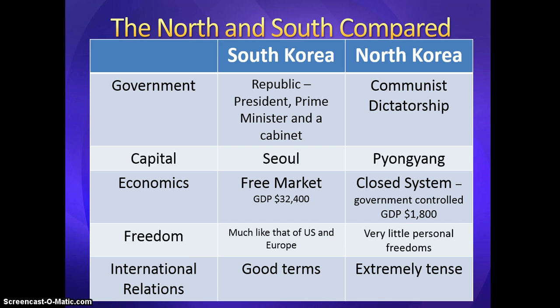We can call this form of government also a totalitarian dictatorship, in that North Korea controls every aspect of its citizens' lives. You will see this in the video that we will watch about North Korea. So for freedom, in the South, they have lots of personal freedoms, much like that of the US and Europe. Whereas North Korea, you will see that they will have very little personal freedoms. Now, in terms of international relations, we are on good terms with South Korea and not so much with North Korea. Relationships between our country and North Korea remain very tense.